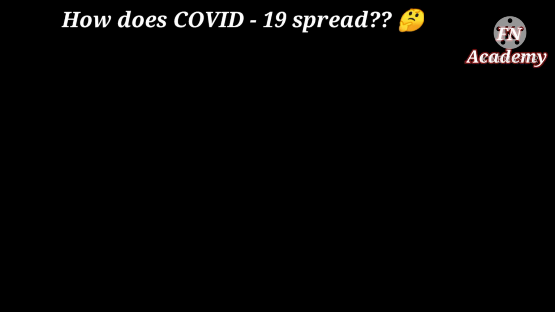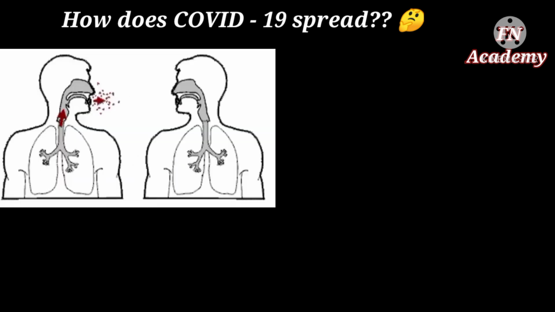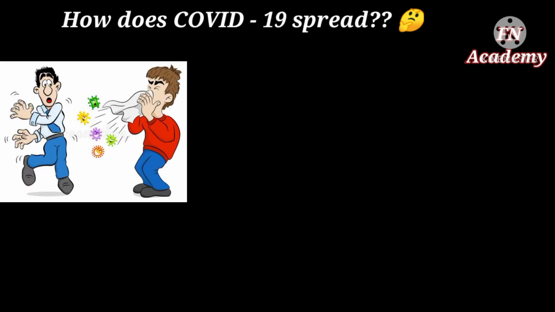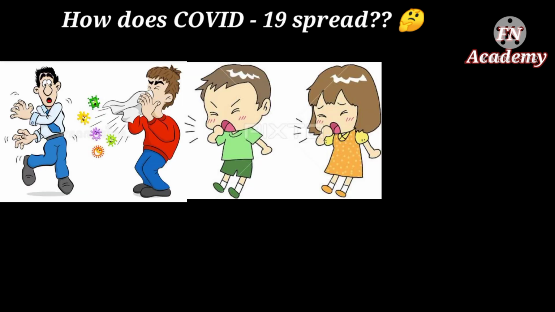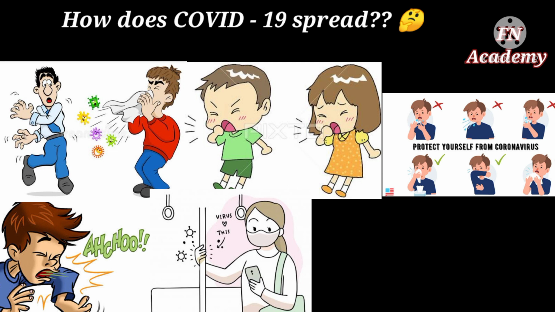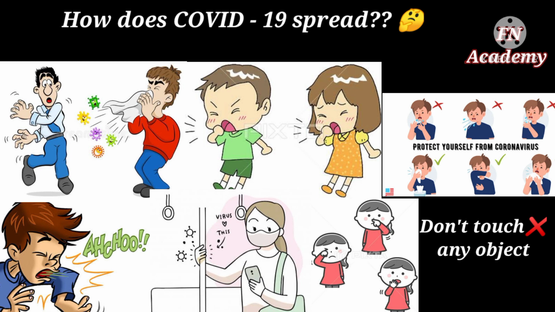Now coming to our next question: how does COVID-19 spread? COVID-19 is spread from person to person through droplets, when an infected person releases these droplets through coughing, talking or sneezing, for example, when close to another person. They can also spread when these infected droplets land on objects, and another person touches them and then touches their eyes, nose or mouth.